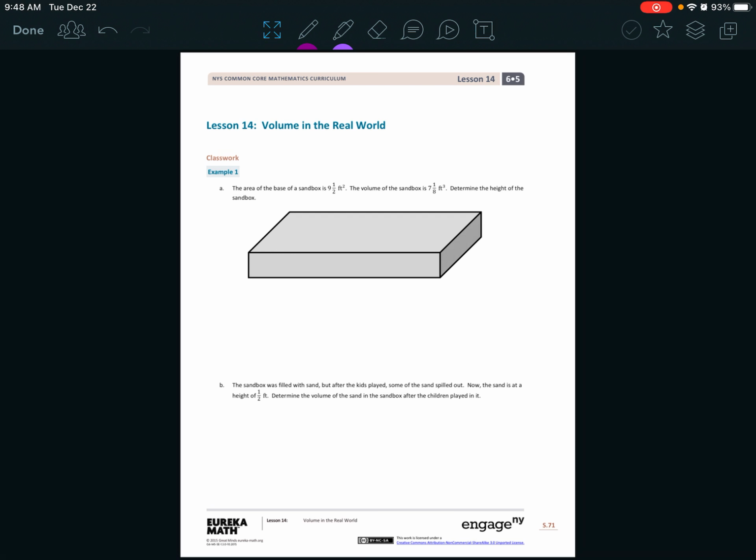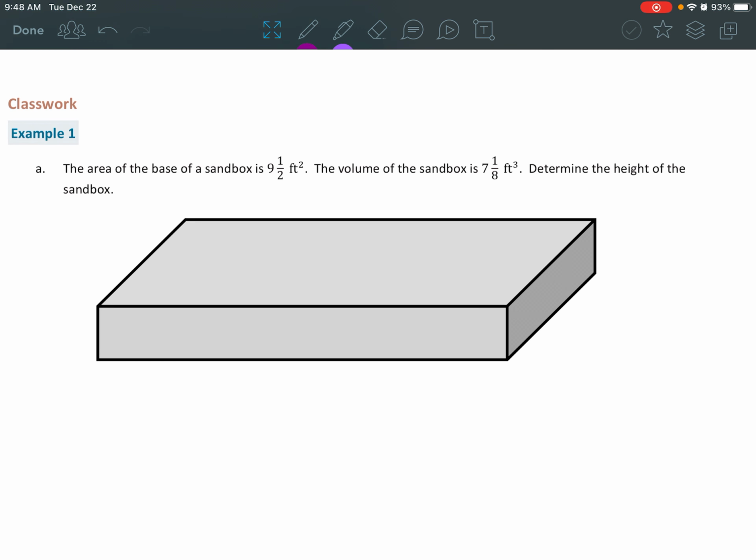Today we are doing lesson 14, volume in the real world. The area of the base of the sandbox is 9 1/2 feet squared and the volume of the sandbox is 7 1/8 feet cubed. Determine the height. So we know the area of the base and we know the volume.